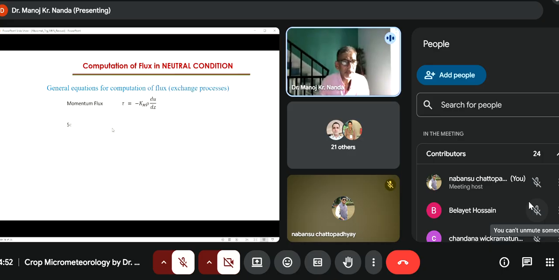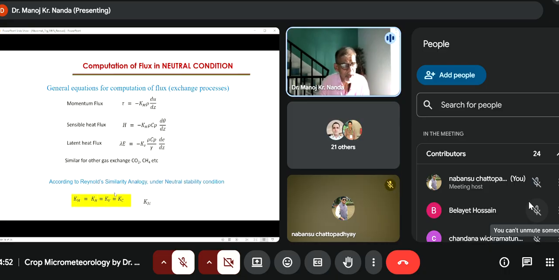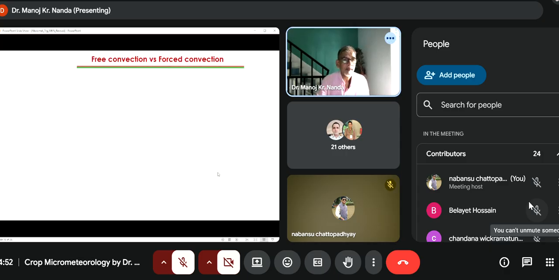Now, under neutral flux condition, as I told, this is your momentum flux, this is your sensible heat flux, this is your latent heat flux. Similarly for all other gases, and according to the similarity hypothesis, the similarity analogy of Reynolds, Km is equal to Kh is equal to Kv is equal to Kc. But this all applies to the neutral condition. Now, here we need to understand another concept, that is what is pre-convection and what is post-convection.